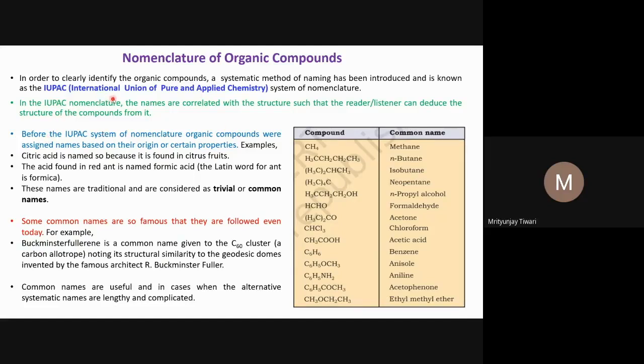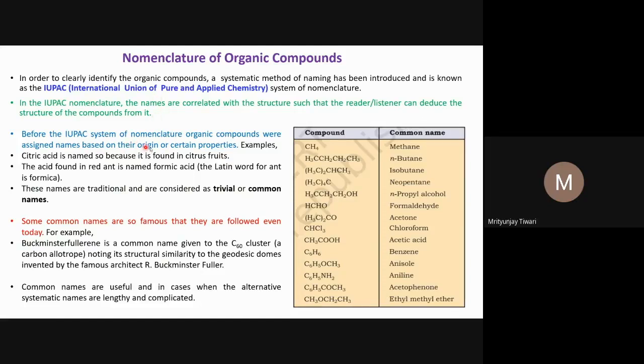So in order to clearly identify organic compounds, a systematic method of naming has been introduced and is known as the IUPAC system of nomenclature. IUPAC means International Union of Pure and Applied Chemistry. In the IUPAC nomenclature, the names are correlated with the structure such that the reader or listener can deduce the structure of the compound from the name.